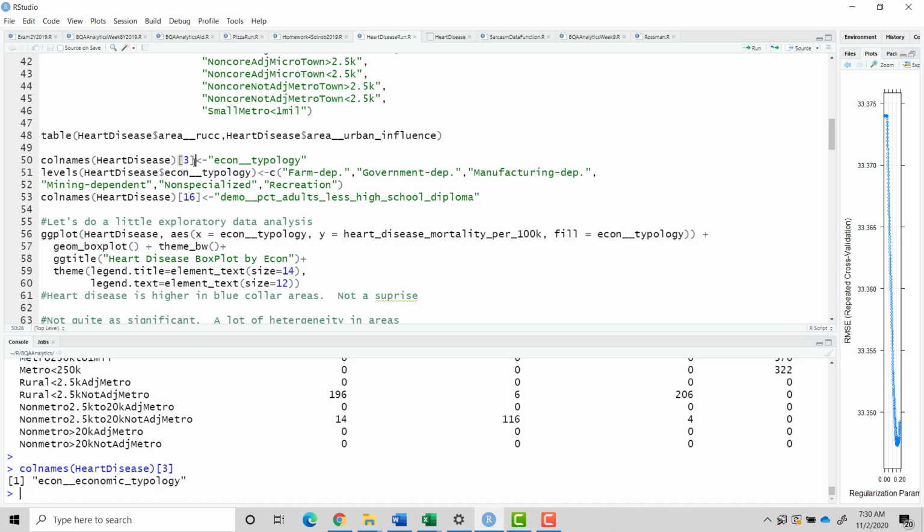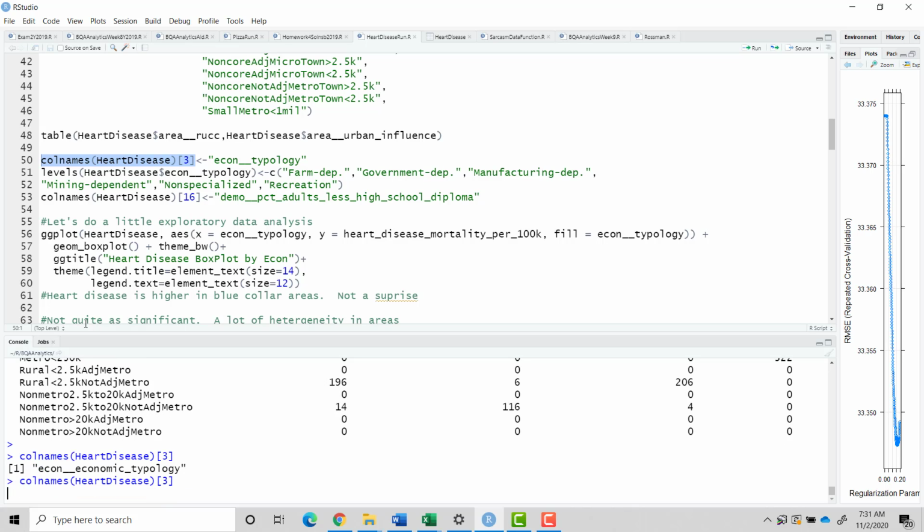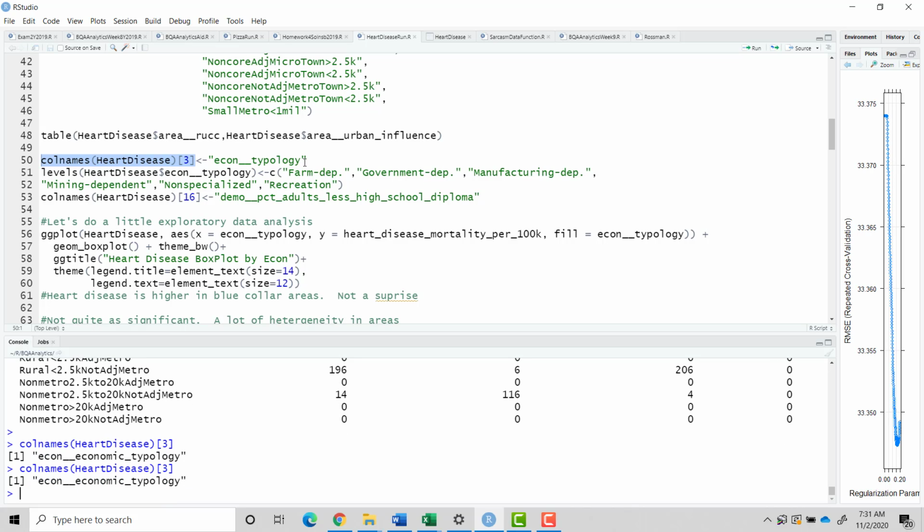So here all we're doing is making some of these a little bit shorter, some of our column names. This one has a longer column name, so we're just going to call it econ topology. This is just because we're going to use this column in graphics later on.